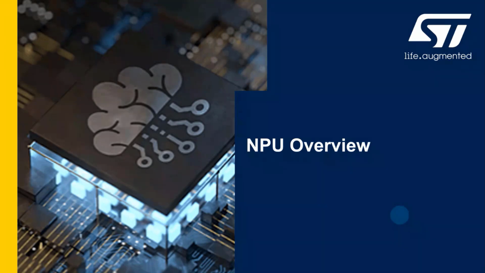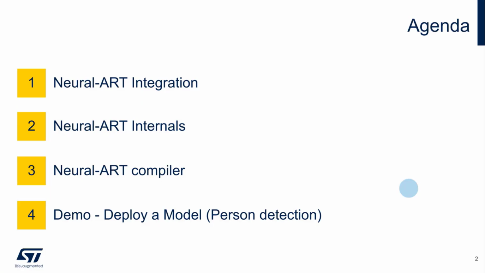STM32N6 is the first ST microcontroller to integrate what is called a neural processing unit. And we will focus on this IP in this session. So the agenda is the following. We will first review how the Neural-ART is integrated within the STM32N6 architecture.